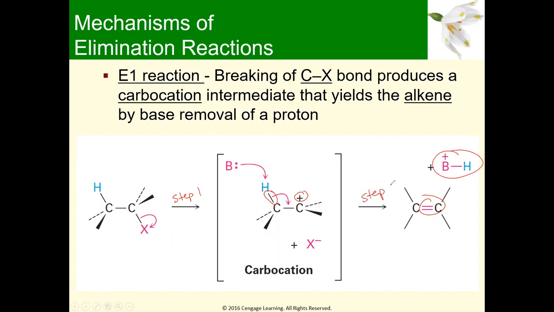It's a second step. And just like the SN1, the first step is the slowest step. Formation of that carbocation is the slow part. The fast part is that second step. But we'll get into that next week.